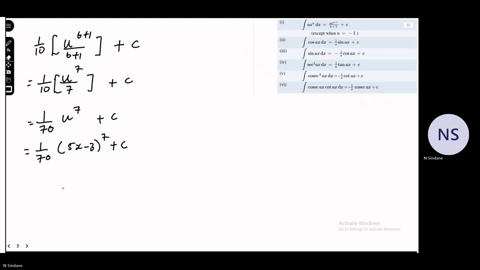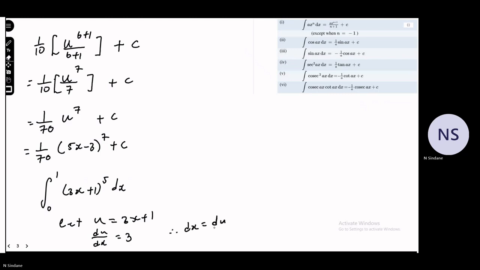Lastly, I have a definite integral. So the definite integral of 3x plus 1 to the power 5 dx. So firstly, I'm going to take this out. Let u be 3x plus 1. Then get the derivative of this. So du over dx is equal to 3. Therefore, dx is equal to du over 3. Substituting everything back, I'm going to have, okay, let me write it.